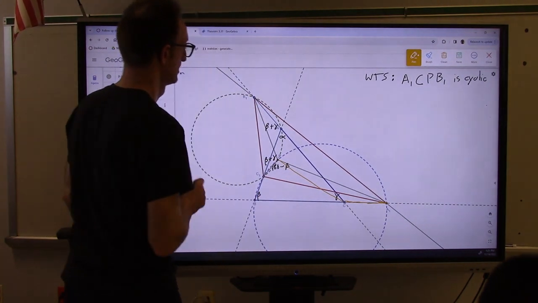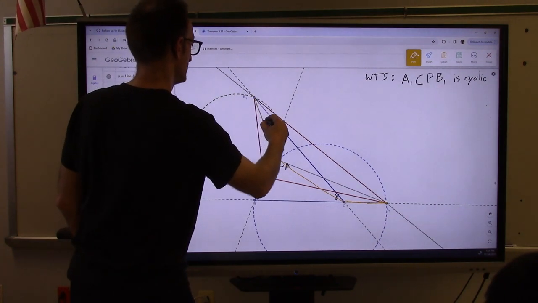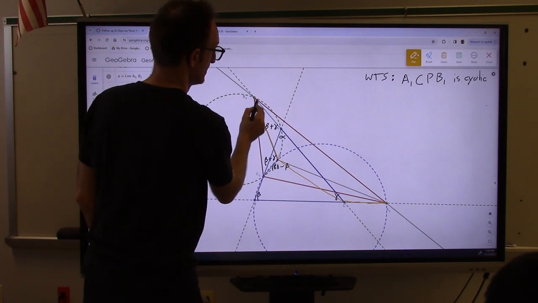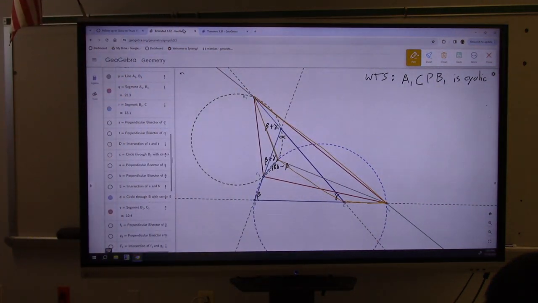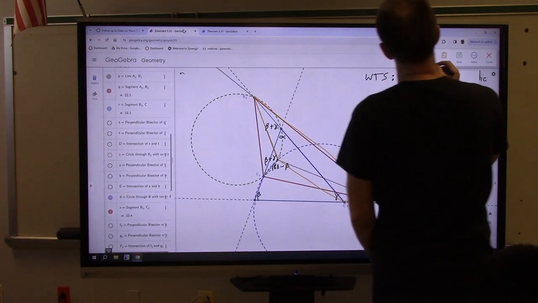The way to do this one is to prove that both of them are inscribed angles. So you just have to show that A1 is supplementary to gamma. And you can do that by adding the three angles around P and setting that equal to 360, and then solve.